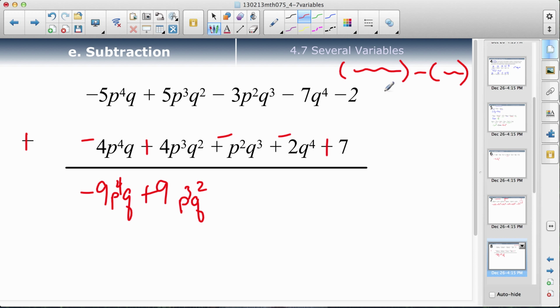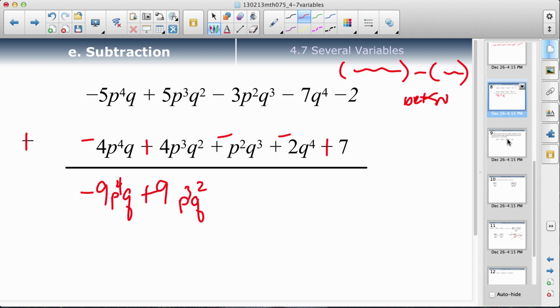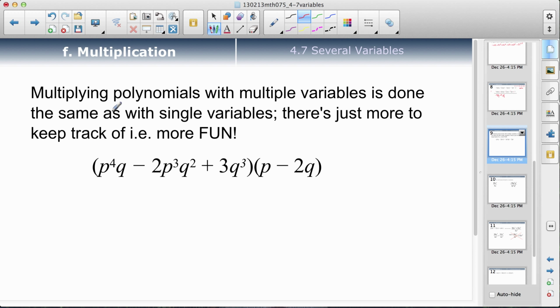Okay, so just be careful when there's a minus, that right there, dirty, rotten, filthy, stinking negative. Make sure you apply it to everything in that second bracket. Okay, next thing is multiplying. When you're multiplying these, just like we did before, you have to remember sign, number, and letter.